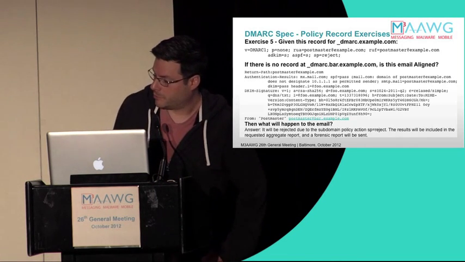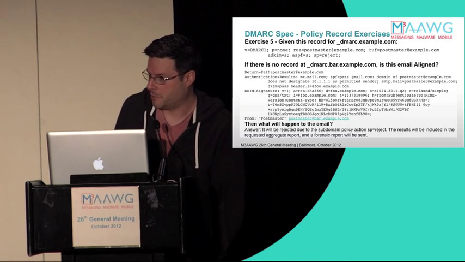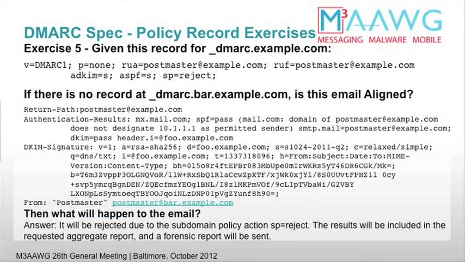I actually had a follow-up question, Mike. Okay. So in that example where it failed alignment and the aggregate report was sent, would a forensic report actually be sent as well? It is unaligned and was rejected, and they have specified an RUF address, so yes, they should send one to postmaster@example.com. Cool. So we will talk about this again, but the important part here is that because the DMARC mechanism failed for that particular message, the forensic report would have been sent.